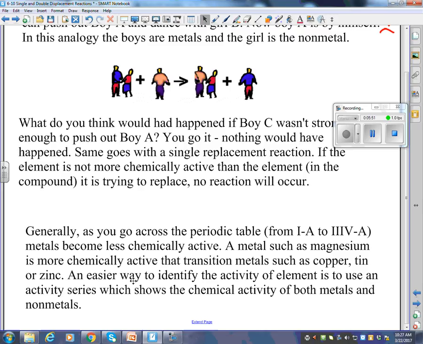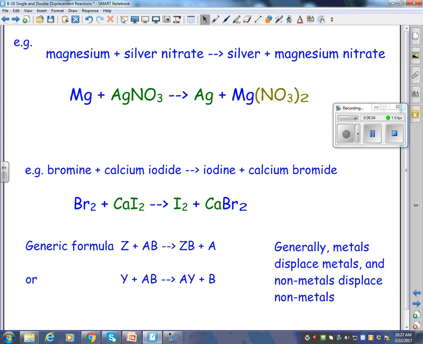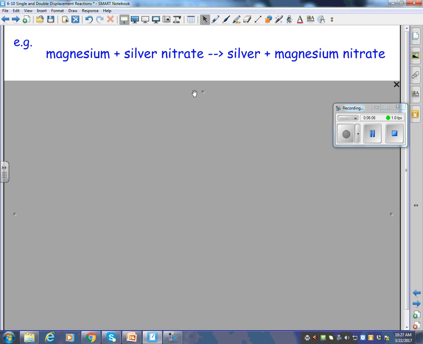A metal such as magnesium is more chemically active than the transition metals such as copper, tin, or zinc. An easier way to identify the activity of an element is to use an activity series which shows the chemical activity of both metals and non-metals. Not going to worry about that. Okay, so here are some examples. And back to the naming thing here. So if you've got magnesium and silver nitrate, and you get on the right-hand side, remember, what's the left-hand side called?